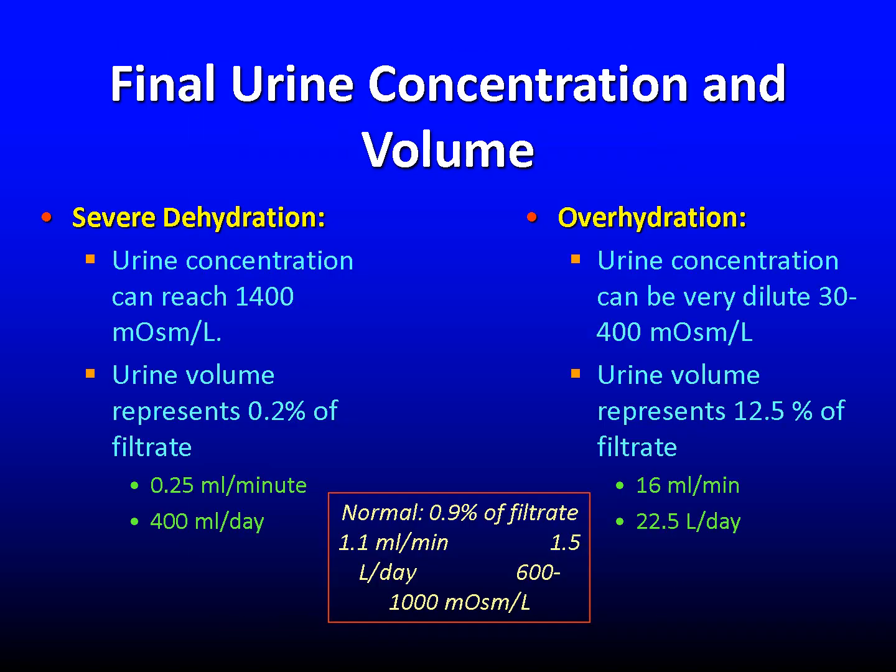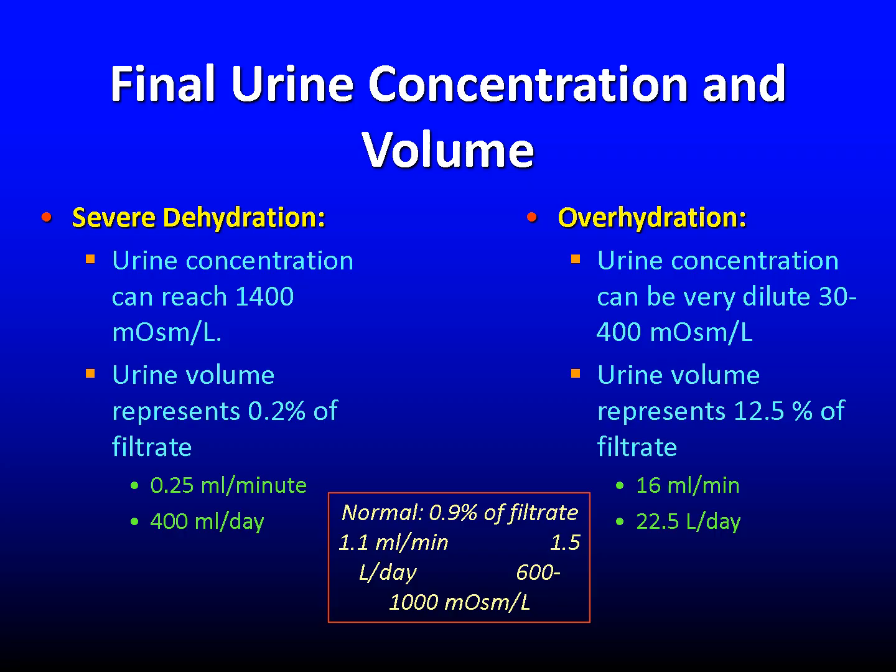To further illustrate how effective our kidneys are in regulating body fluid volume and osmotic concentration, consider that under normal conditions, urine volume is about 0.9% of the filtrate, and about 1.1 ml of filtrate is produced each minute. This equates to a total urine production of 1.5 liters/day, at an osmolarity that ranges between 600–1000 mosm/L.